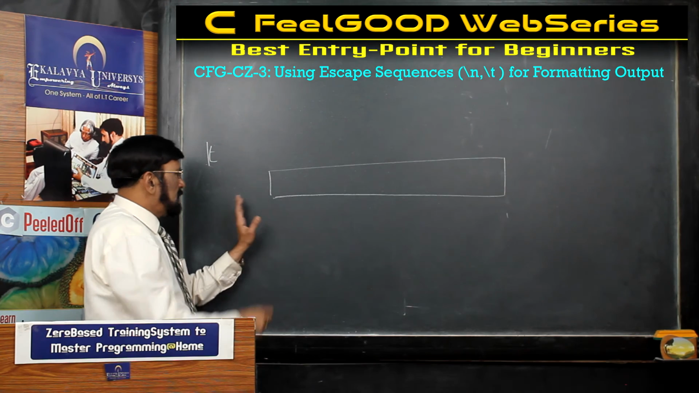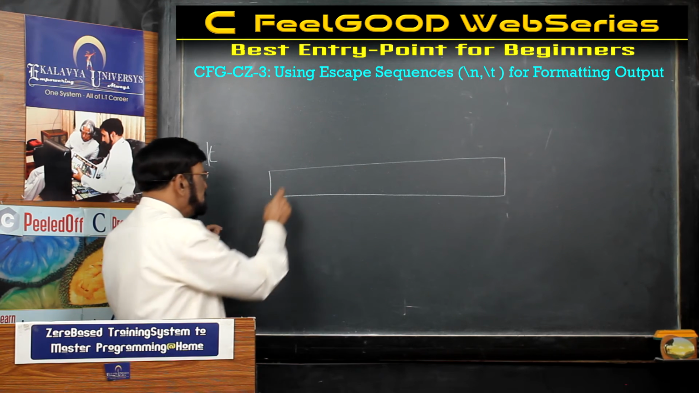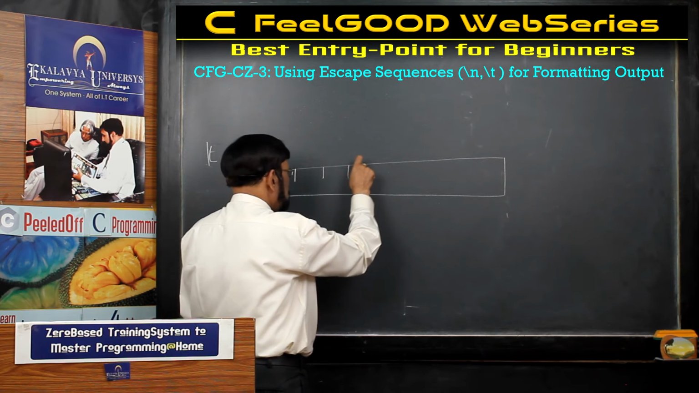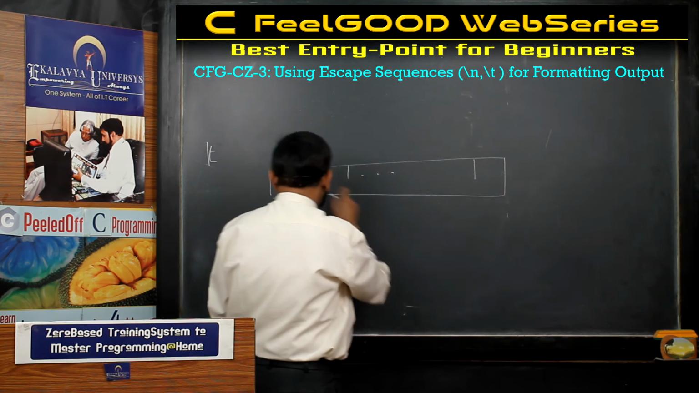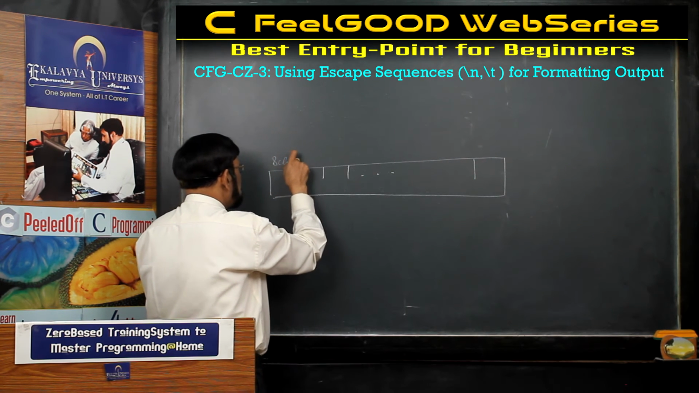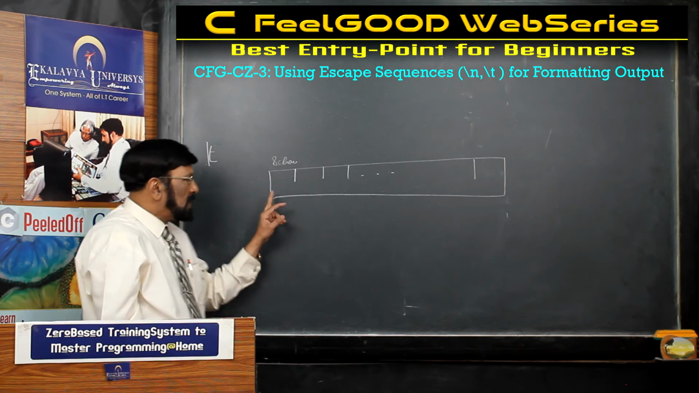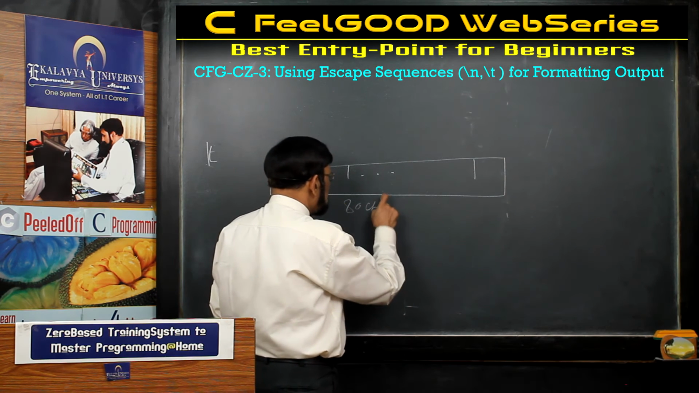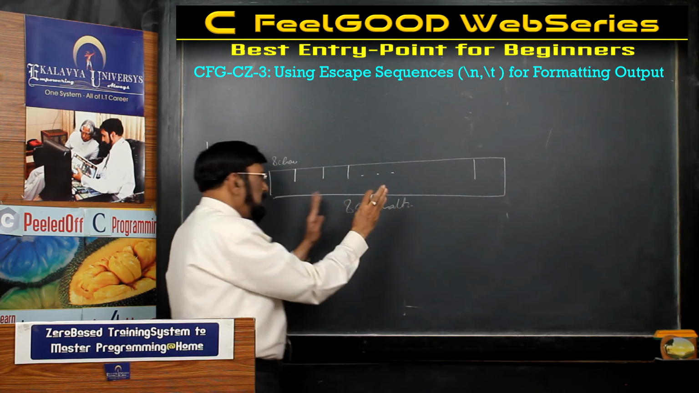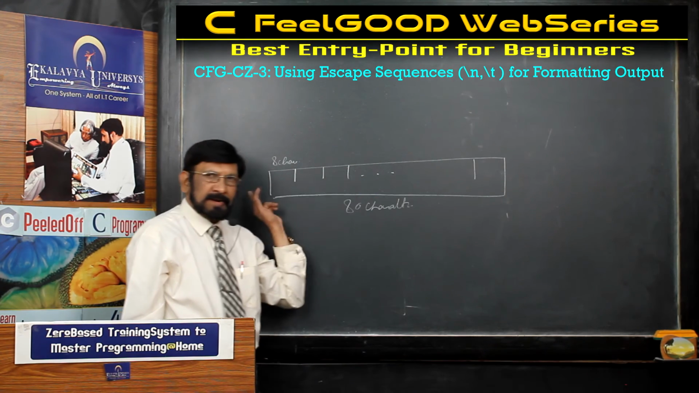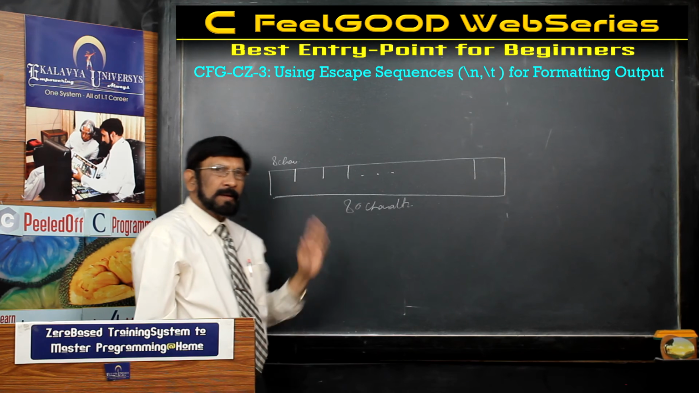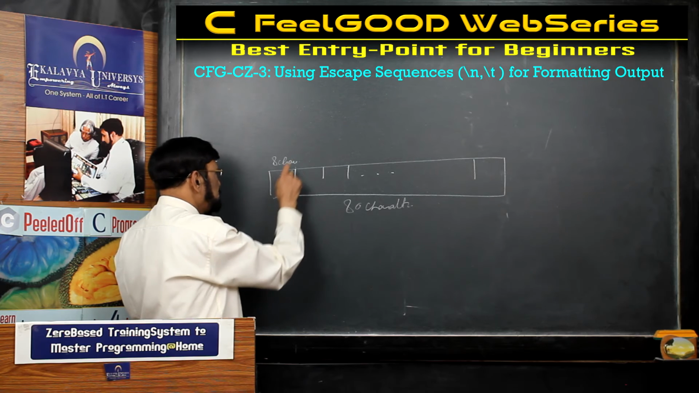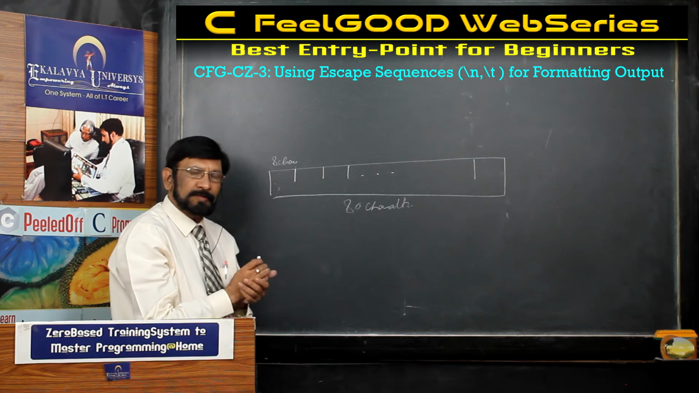This is an ordinary, typical monitor screen. By default it is divided into 10 tab zones, 1, 2, 3, like this, 10 tab zones. Each tab zone is 8 characters wide. That means total how much width? 80 characters width. A typical monitor screen is 80 characters wide, which means you can write 80 characters. By default it is divided into 10 tab zones, so each tab zone is 8 characters wide. That point you have to understand.